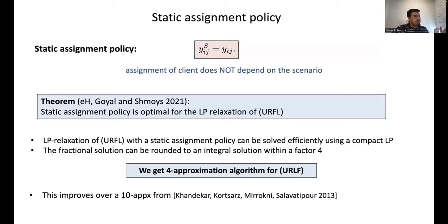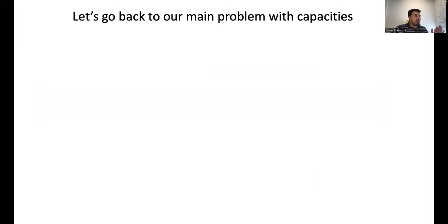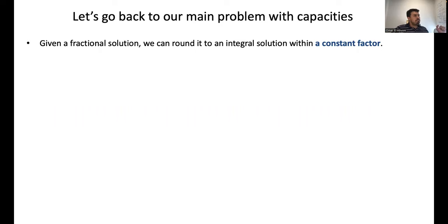But more importantly, what I'm interested in here is to introduce the static assignment policy. This four approximation comes as a byproduct from the simple observation that the client always goes to the same facility. Now let me go back to our main problem, the facility location problem with capacities, and let me look at the fractional problem. Let's relax this. We have an x_i that was an integer. Let me relax this x_i and look at the fractional problem. Again, the fractional problem is also challenging because of the exponentially many scenarios. I will take care of the rounding later on.